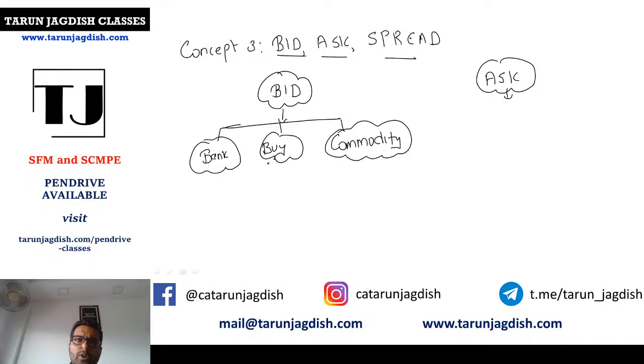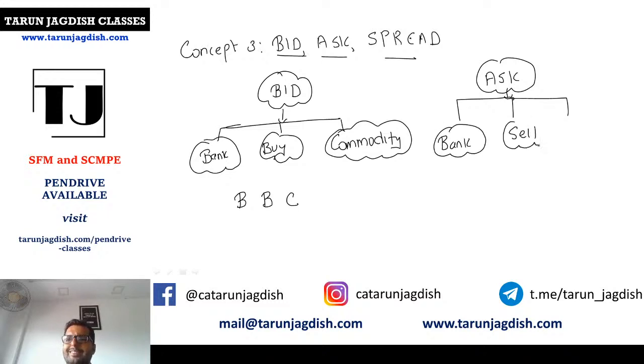So from the bank's point of view, the bank is buying, and the bank is not buying the currency, the bank is buying the commodity. We always buy masala dosa. We never go and say I want to sell rupees. The short form of this will be BBC. Whereas ask rate will also have three terminologies. One is bank, the other one will be sell commodity, or the short form will be BSC. Can you write down this in your books now?